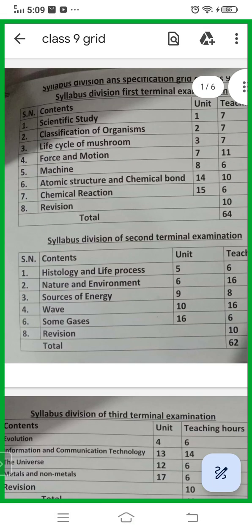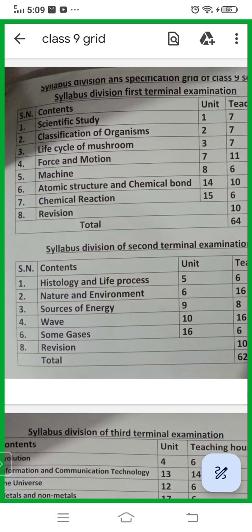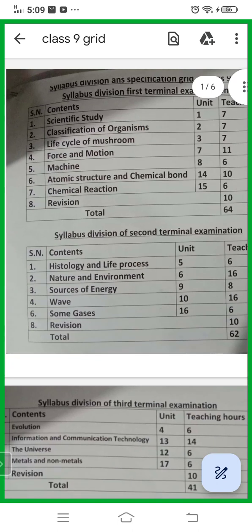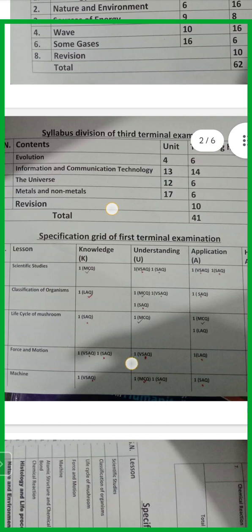And we already studied in the first terminal examination scientific study, classification of organism, life cycle of the mushroom, force and motion, machine, atomic structure and chemical bond, chemical reaction. The questions also come from the units which we already studied in the first terminal examination, but most of the questions come from the second terminal courses or units. Okay, and let us discuss the grade.